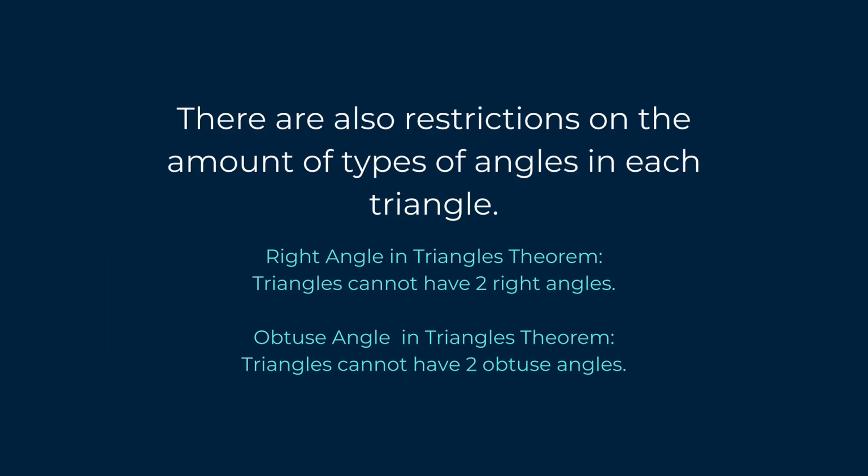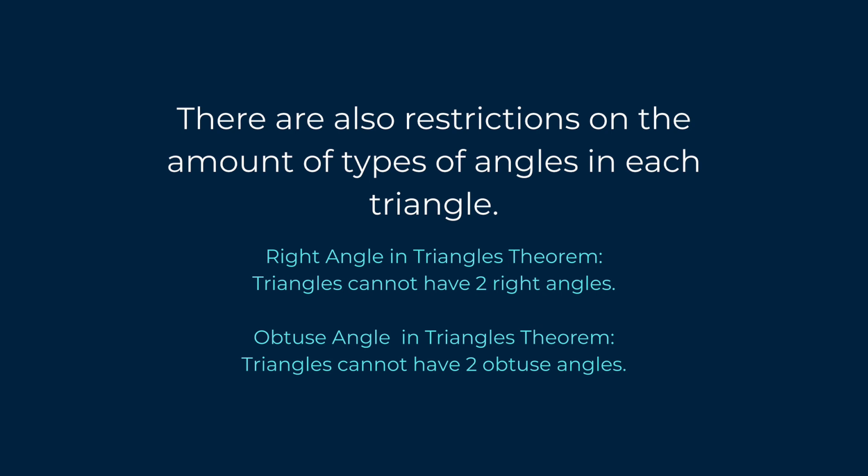There are also restrictions on the amounts of types of angles in each triangle. For example, the right angle in triangles theorem: triangles cannot have two right angles. As well as the obtuse angle in triangles theorem: triangles cannot have two obtuse angles. You can also prove these because if triangles are 180 degrees, two right angles already make 180 degrees, so you have no room for the other angle to have any measure.